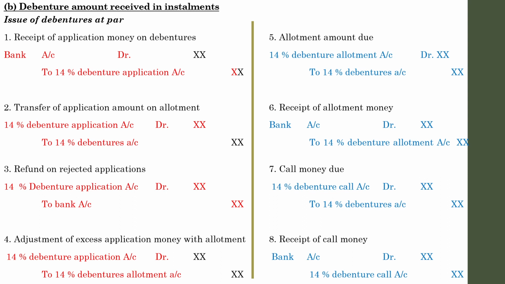If you go through the entries, you can see that they are almost the same entries which you have learned in the case of issue of shares. The only difference is the change in the names. So these are the typical entries with regard to issue of debentures whenever the amount is collected in the form of installments. This is the case of issue of debentures at par.